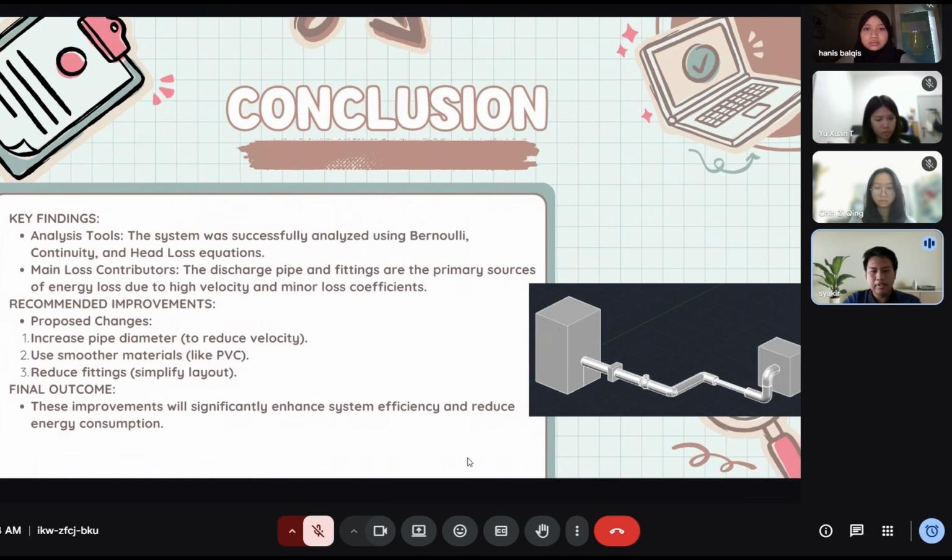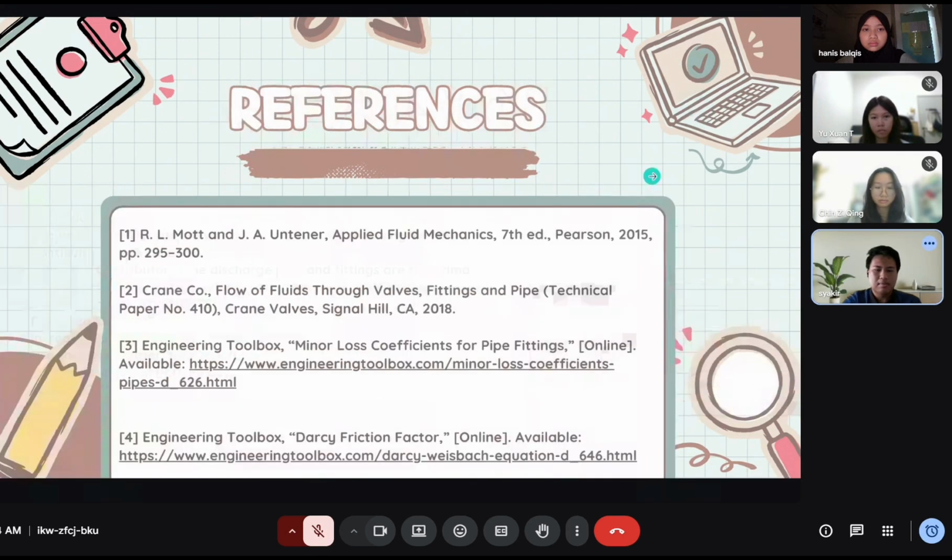To improve the system efficiency, we recommend three changes. First, increase the pipe diameter to reduce velocity. Second, use smoother materials like PVC. Third, simplify the layout to reduce the number of fittings. By implementing these improvements, we can significantly enhance system efficiency and reduce overall energy consumption. That's all.